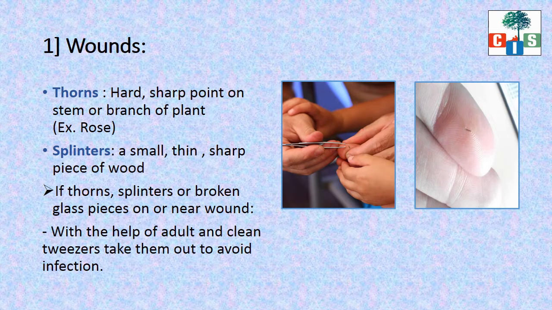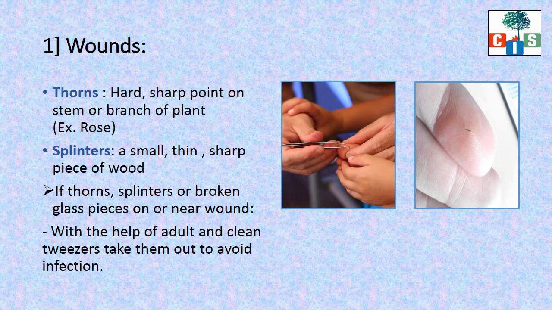Now, if there is a wound because of thorns or splinters or broken glass pieces, what do we have to do? Before moving to that first aid, let's talk about what thorns and splinters are. In our Zoom classes, I know you were very curious to know about splinters. Now you can see there are two pictures. In one picture, an adult is holding a metal tool called a tweezer and trying to remove something from the finger of the boy. In the second picture there is something in the finger of that person. So we can say that this is because of thorns or splinters.